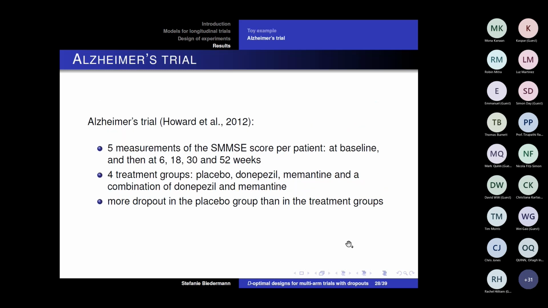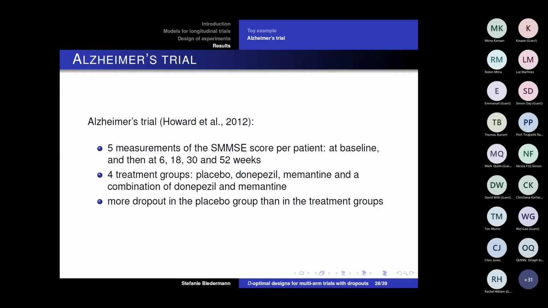Okay, so that was our toy example. And now let's move to an almost real example where we try to redesign an Alzheimer's trial that was reported in Howard et al. 2012. And I say we tried it because we made some modifications, and there's still a bit of work in progress because it hasn't worked as we wanted it to work.